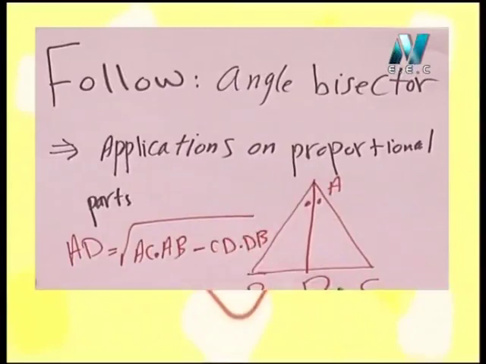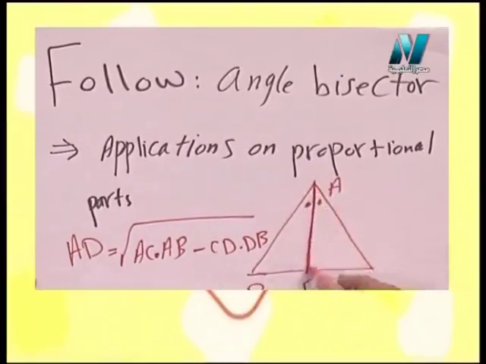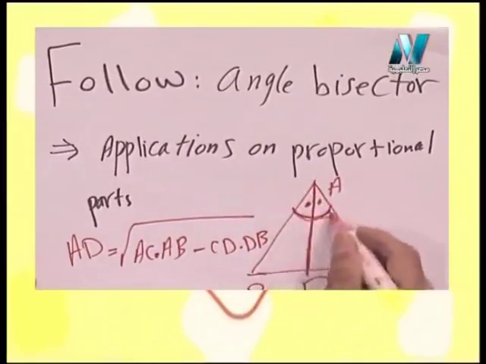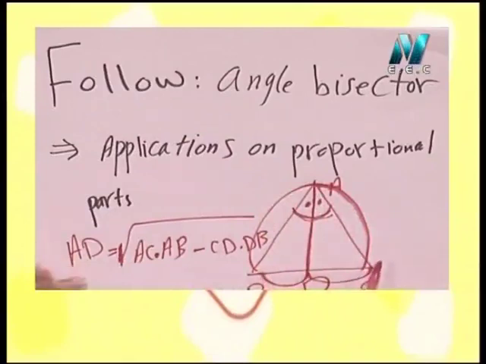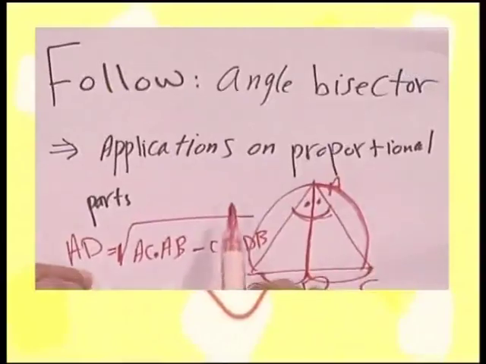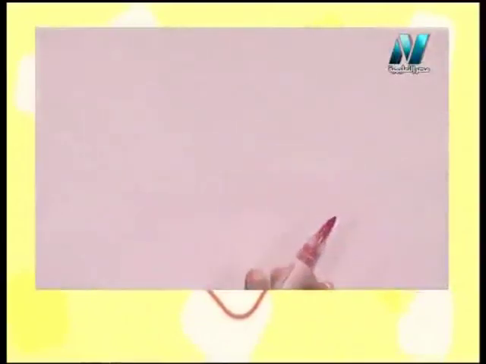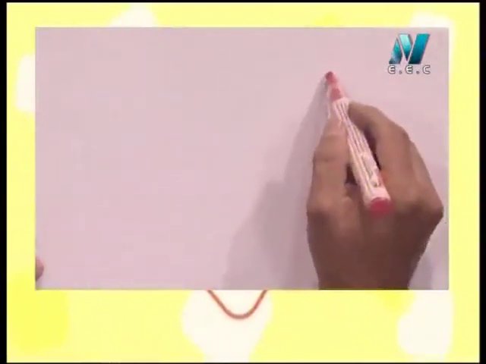If we have the bisector from inside, the interior bisector of the angle A, the length of AD, which is the bisector, equals the square root of AC multiplied by AB minus CD multiplied by DB. And now the bisector, if it is an exterior one, if we have a triangle like that.